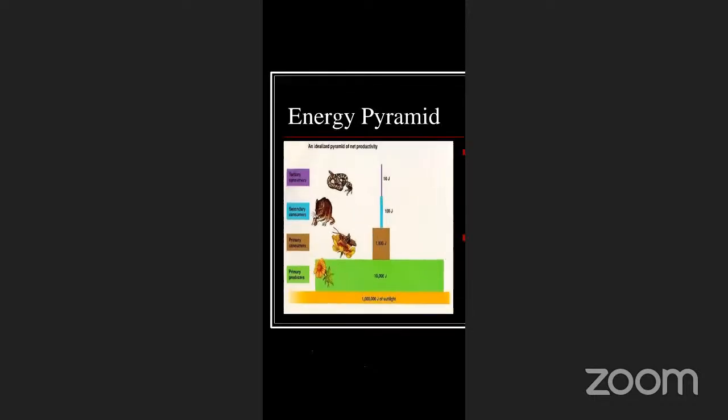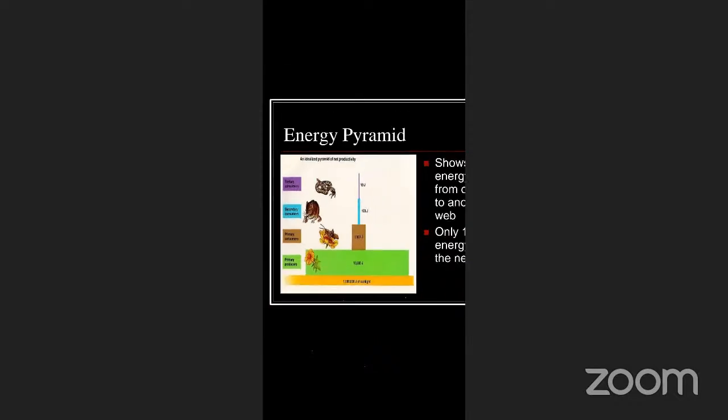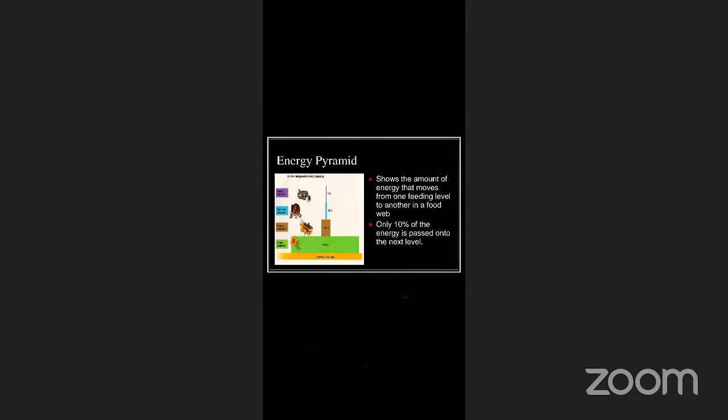Here you can see, for example, if sunlight has 10 lakh joules of energy, the trees or plants or producers utilize only 10,000 joules. So a very little proportion of energy is utilized by these producers. Then the insects feeding on them utilize only 1,000 joules. Secondary consumers feeding on primary consumers utilize only 100 joules. And finally, the tertiary consumers gain only 10 joules. That means the energy transferred from one level to another is only 10% of the energy passed.